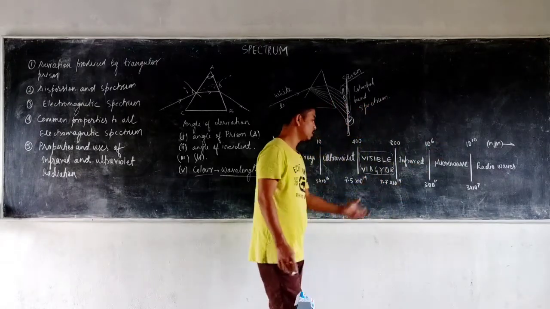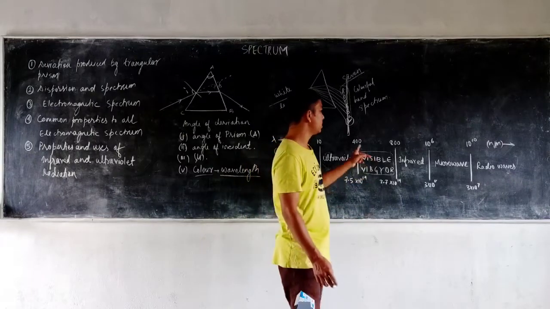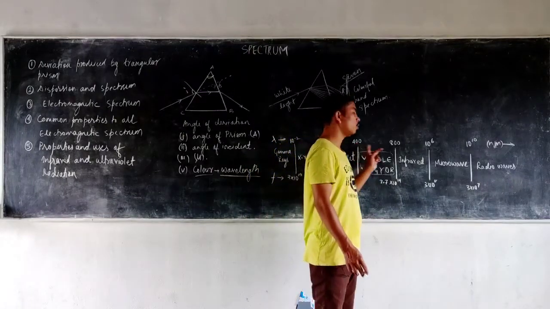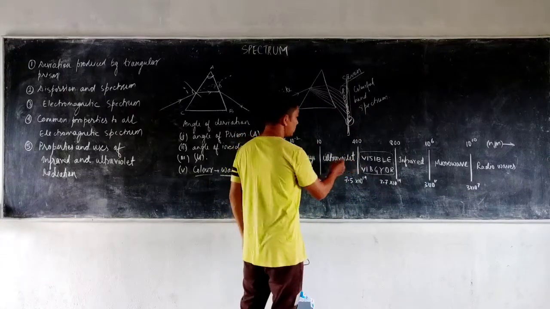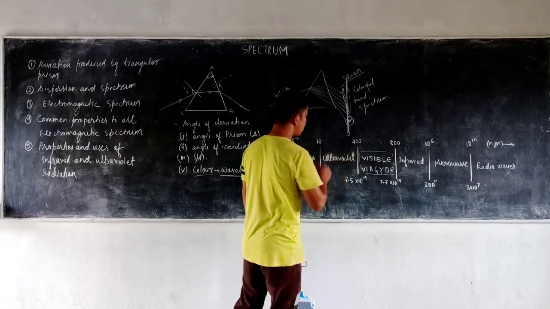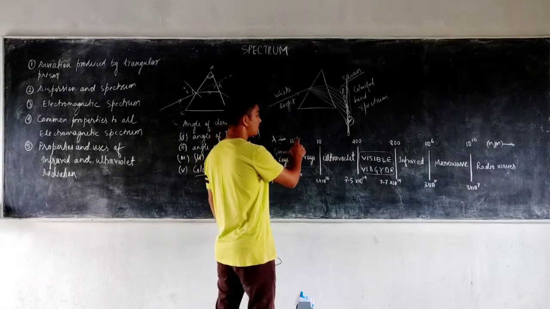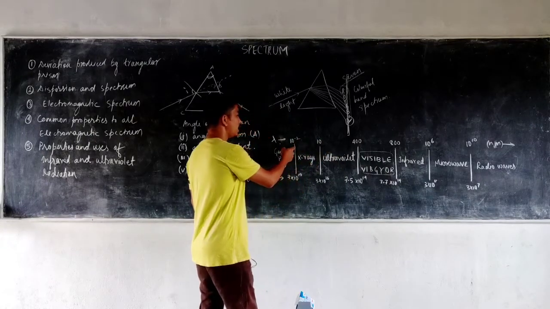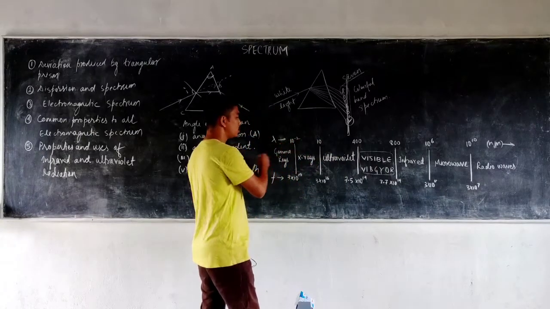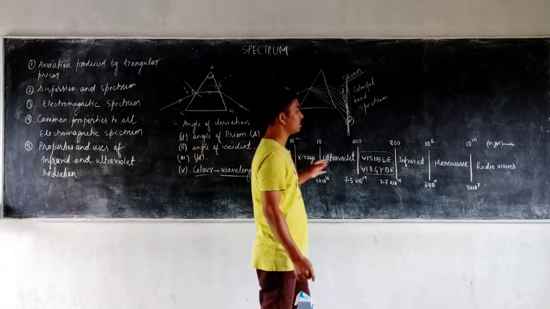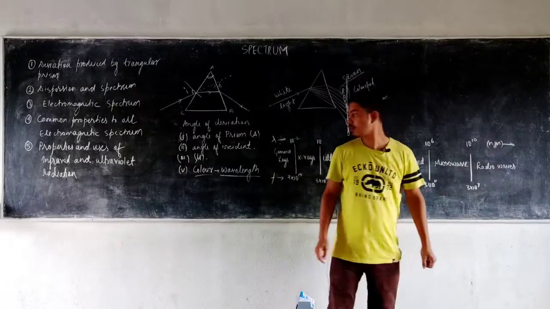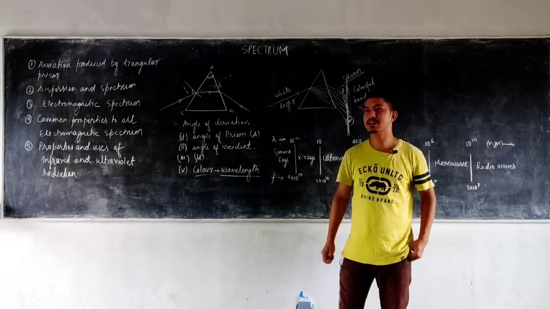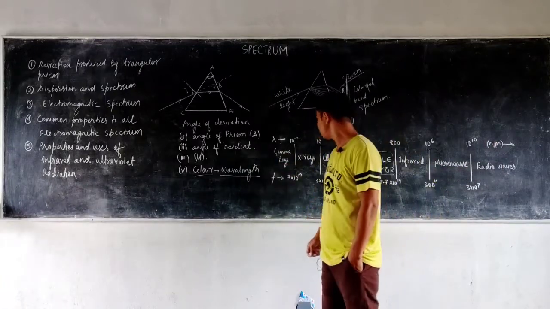And as we know, the visible light's wavelength ranges from 400 to 800 nanometers, and 10 to 400 nanometers is known as ultraviolet. 10 to the power minus 2 to 10 is known as X-ray, and below 10 to the power minus 2 is known as gamma rays. So of all of the electromagnetic spectrum, the radio wave has the largest wavelength, whereas the gamma ray has the smallest wavelength.